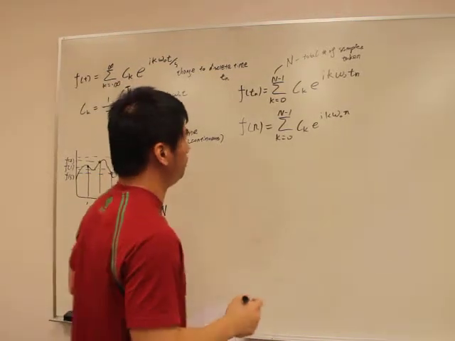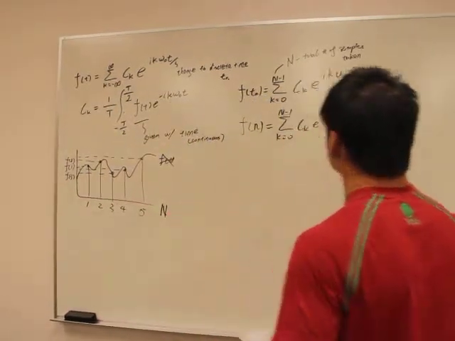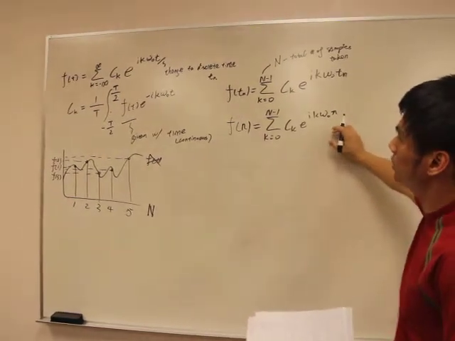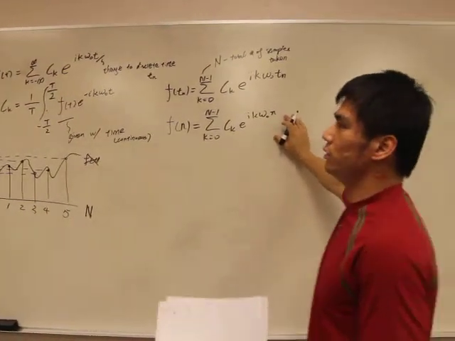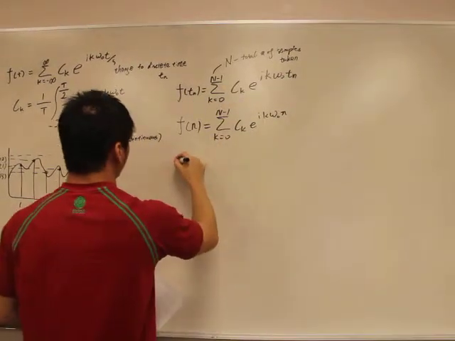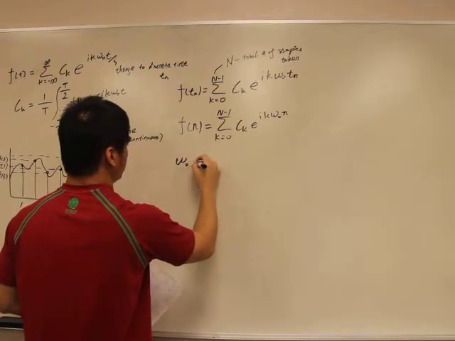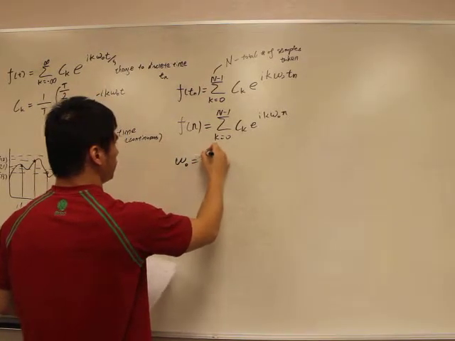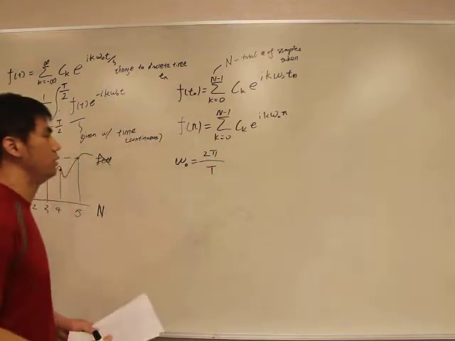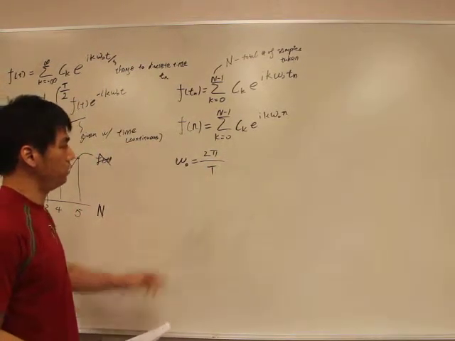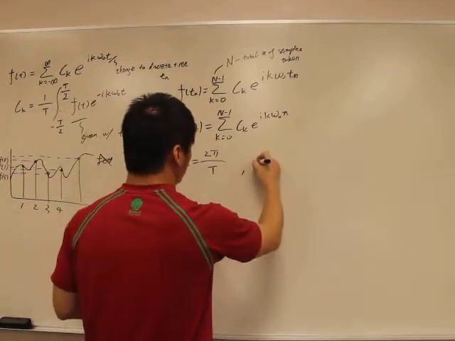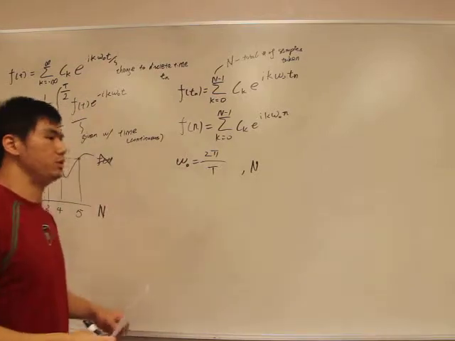So now we have this. What else is different in discrete time than continuous? Recall in the continuous function, omega naught is equal to 2 pi over the period T. So in here we don't have a period. All we have is N, the total number of samples we take.